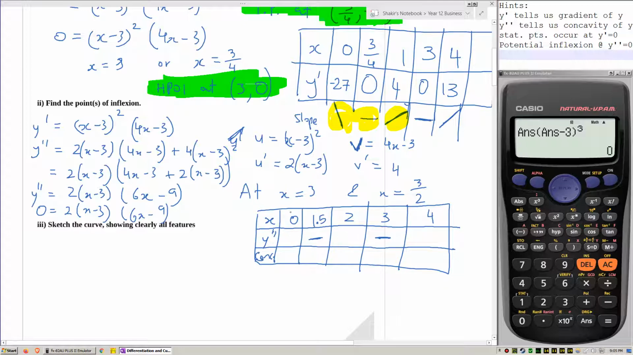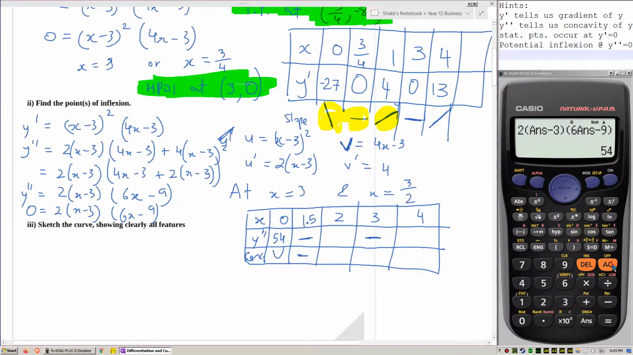And I'm just going to sub in these numbers here. X equals 0 into y double dash. And so 0 equal to, now I'm going to write 2. Open bracket, answer minus 3, close bracket, open bracket, 6, answer minus 9. That's 54. And so what concavity? Since it's positive here, it's concave up.